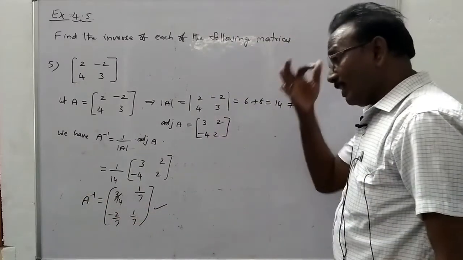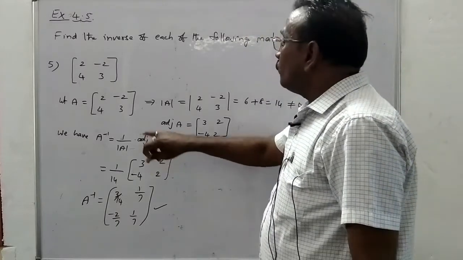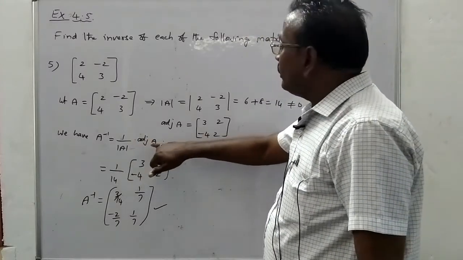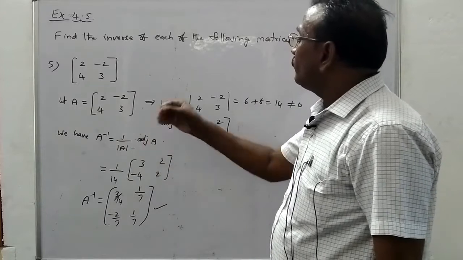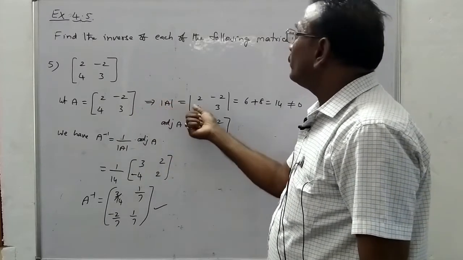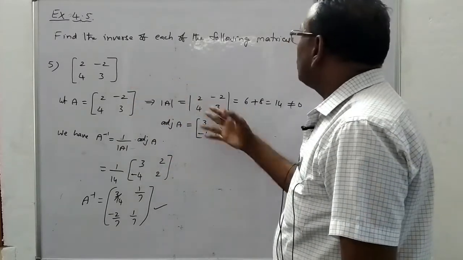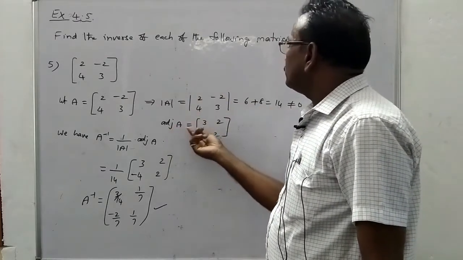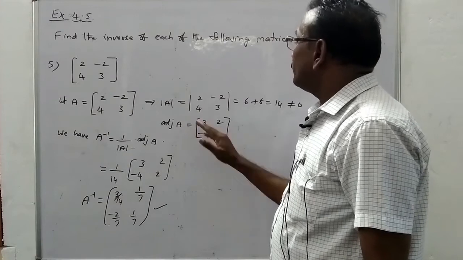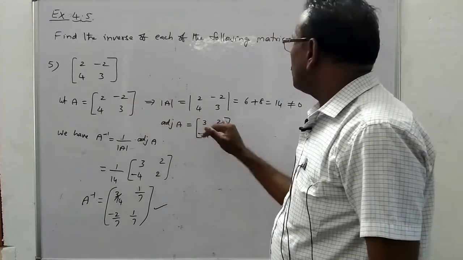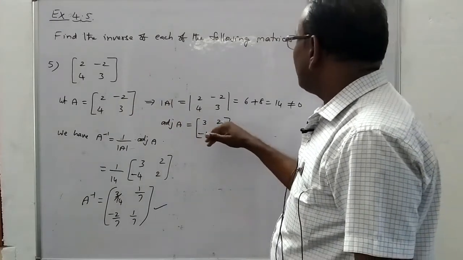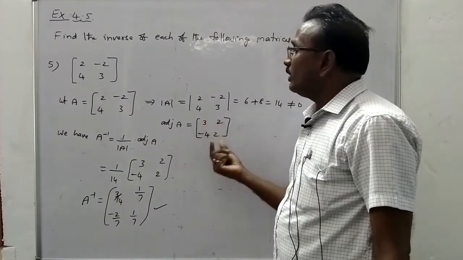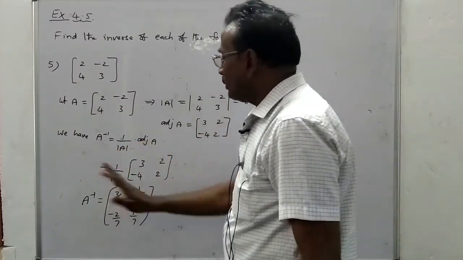So to find A inverse, we need to find determinant of A and adjoint of A. It is very easy to find the determinant of A for second order square matrices. Determinant of A is 14, and also find the adjoint of A. You just interchange the principal diagonal elements and change the sign of other elements, we get the adjoint of A. Substitute these two values in this formula, we get A inverse.